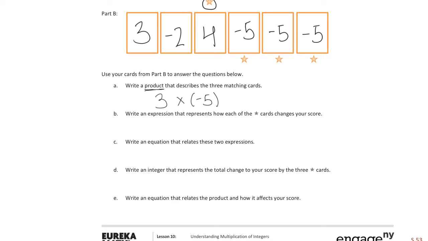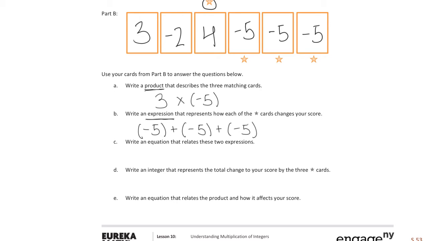Now for B, write an expression that represents how each of the star cards have changed your scores. Remember that an expression is like an equation, but we do not use an equal sign and we do not have an answer. So for this, we're going to use -5, remember we always put parentheses around it as well, plus -5 plus -5.